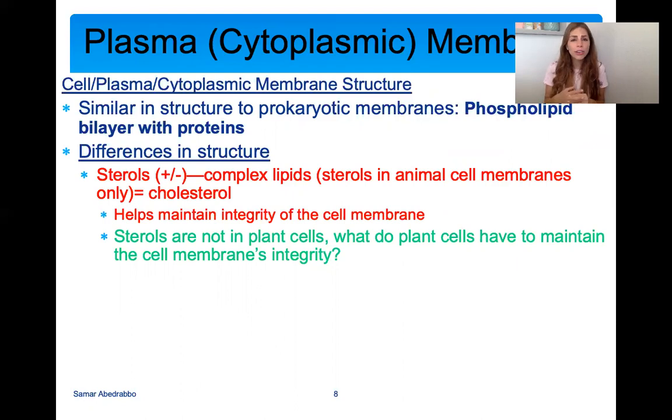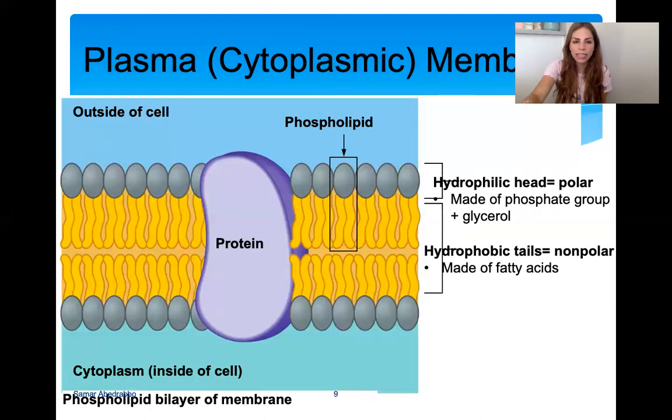Now, sterols are not found in plant cells. You cannot get cholesterol from eating a plant-based diet, just if you're trying to memorize it. So we see sterols in animal cells, but not in plant cells. To maintain the cell membrane's integrity, plant cells have a cell wall made up of polysaccharides. Here is, again, what the plasma or cytoplasmic membrane looks like. It's a phospholipid bilayer, so two layers. It's phospholipid, so phosphate heads, lipid tails, and then there are proteins integrated all throughout the cell membrane, and the proteins play a function in transport.